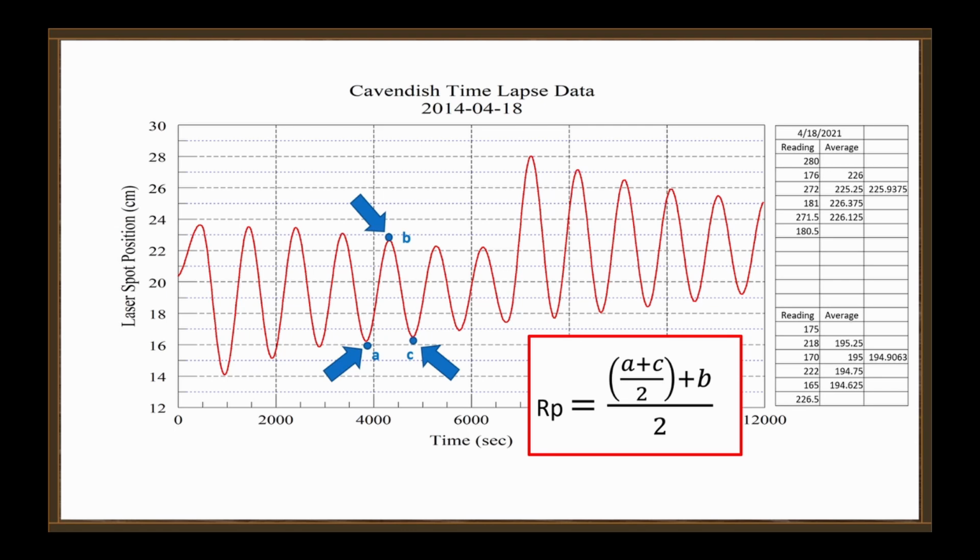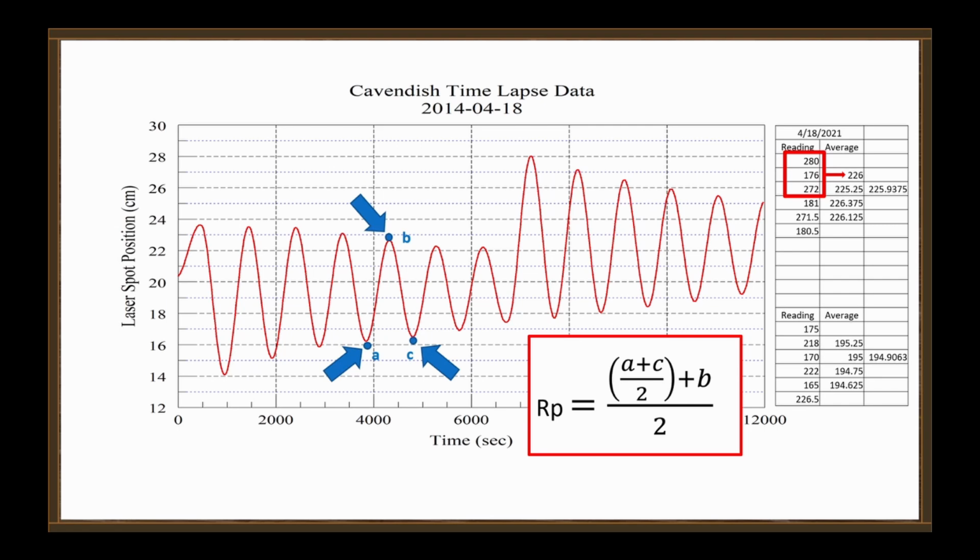Cavendish measured 3 successive extremes. You need at least 3, but you can have more than that. Cavendish would measure an extreme at position A and average that with the extreme at position C, and then take that average and average it with the extreme at position B. And that's what you see in the little formula I put down. Now if you look at the spreadsheet on the right, from the actual data collected on 4/18, we had an extreme of 280, a second extreme of 176 on the other side, and another extreme at 272.